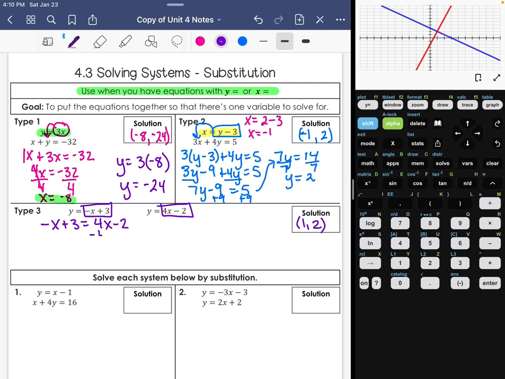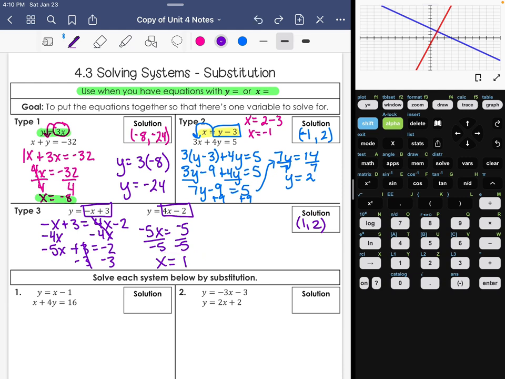So I'm going to subtract the 4x because I like my x's on the left. If you do it the other way, that's fine. So you get negative 5x plus 3 equals negative 2. And then I'm going to subtract the 3. So I'm going to get negative 5x equals negative 5. Divide both sides by negative 5. Negative 5 divided by negative 5 is 1. That's correct. We know that because of our graph. So now we know x equals 1.